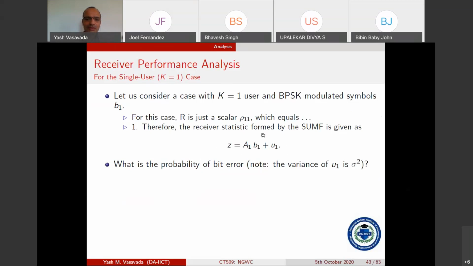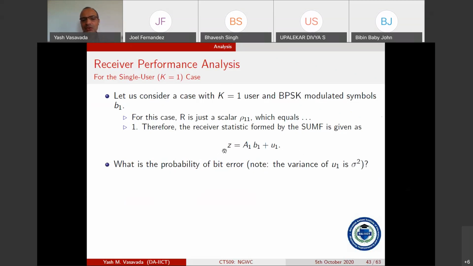B1 by 2? The decision boundary is at 0. Sir, it will take values minus A1 and plus A1. Correct. So the values in presence of noise will be minus A1 and plus A1. In presence of noise, there will be a bell-shaped PDF.